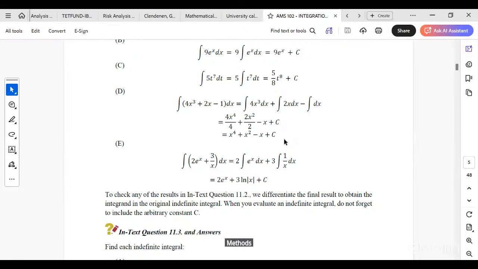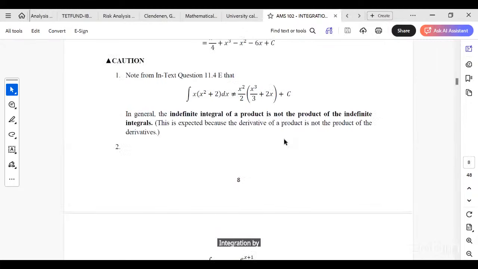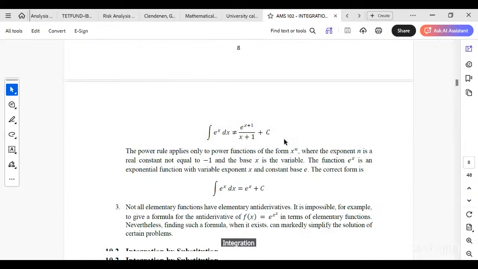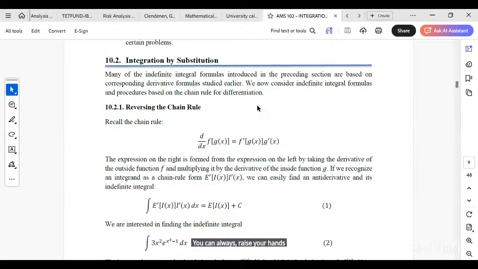Methods of integration. So we have integration by substitution. But meanwhile, if you have questions, please, you can always raise your hands and we will attempt your question. Thank you.